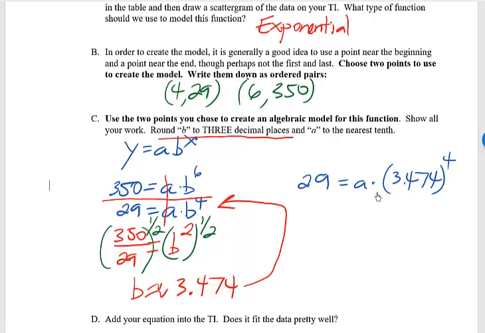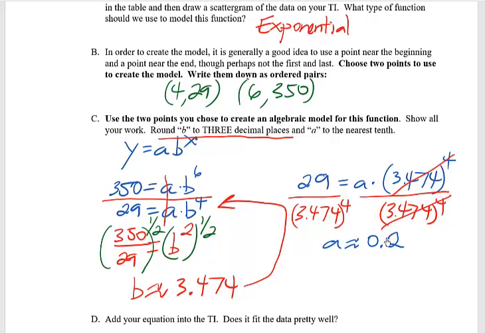This here is just a giant number. And so I just need to divide both sides by that number, and a will be by itself. The left side of this is now something I can just directly type into the calculator in one step. I rounded to the nearest tenth, as it says in the instructions, and now I can write down the model. Let's use the right letters. We have E equals 0.2 times 3.474 to the T.